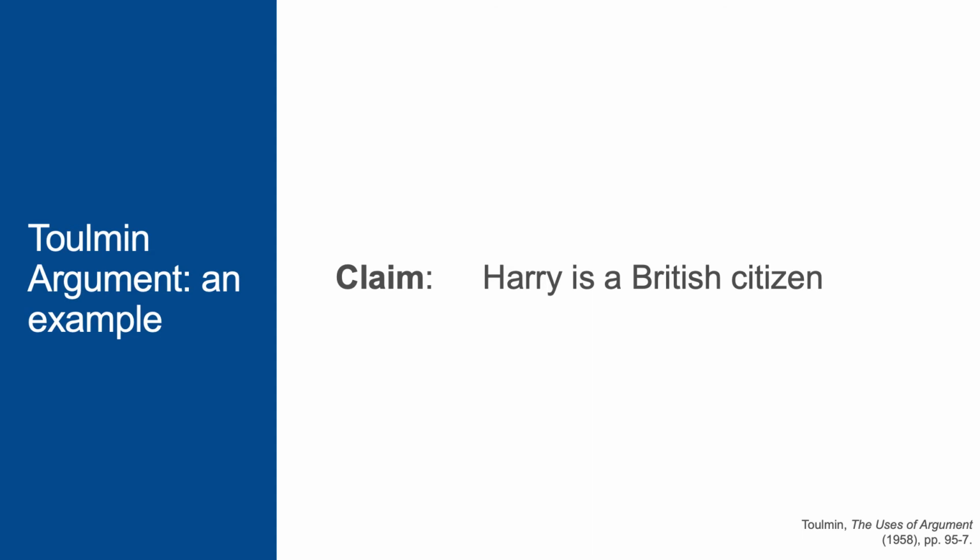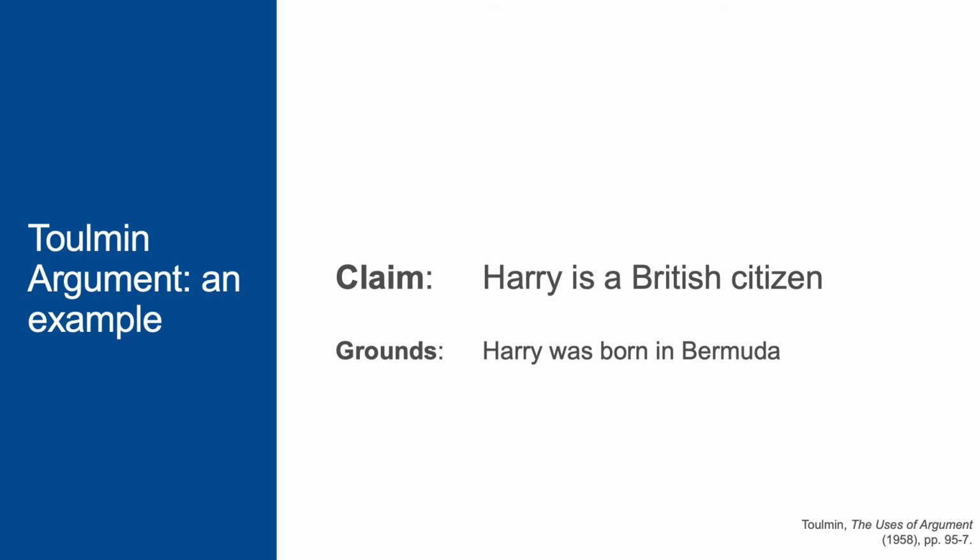So the core claim that I want to show is true and want to prove is that Harry is a British citizen. So then I've got, well, how do I know that? How do I prove that? Well, I can say I have grounds for that. Harry was born in Bermuda. So here is my proof. Here are the grounds. Here's the data that I have. I know that Harry was born in Bermuda.